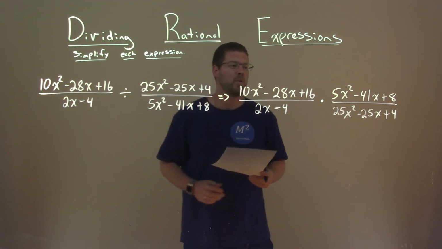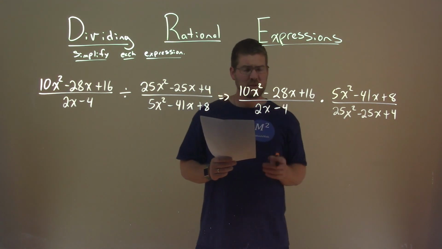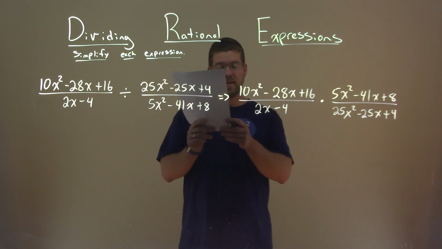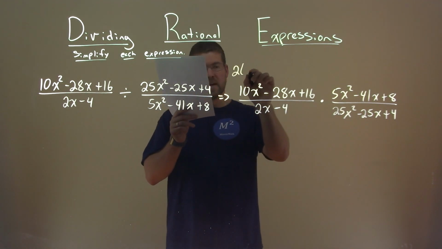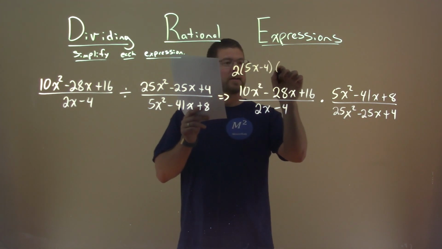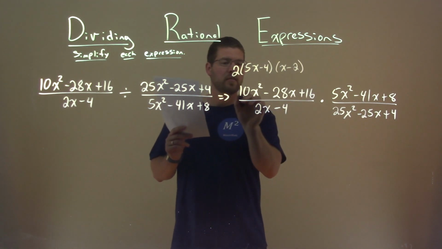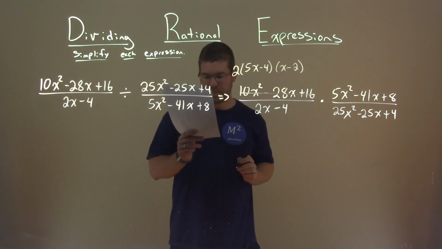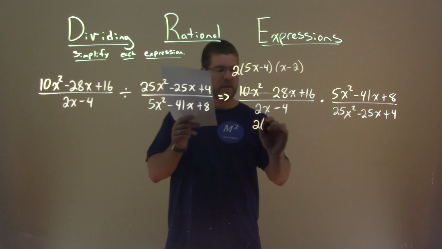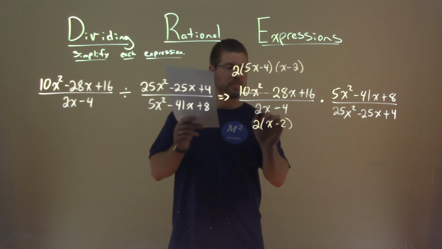So now what are we going to do? Well, let's go factor what we can. 10x squared minus 28x plus 16 does factor to be a 2 times 5x minus 4 and a x minus 2. So we're going to replace that with this factored form. The 2x minus 4, we pull out a 2. You have 2 times, well, x minus 2. Replace that.